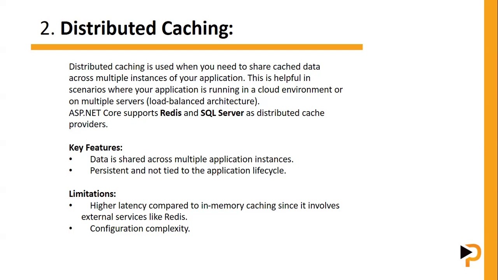Key features: data is shared across multiple application instances and is persistent, not tied to the application's life cycle. What are the limitations? Obviously, higher latency compared to in-memory. It will be a little bit slower. Obviously, it's located in a particular architecture, so it takes some time. Not that much, just a little slower than in-memory caching.